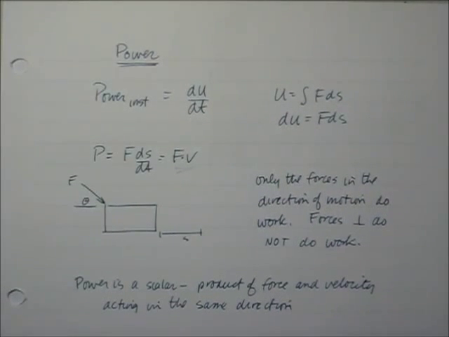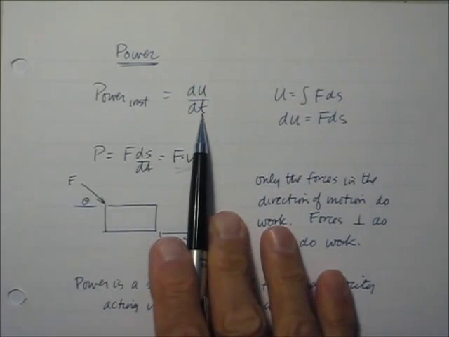Well, today we're going to talk about the last piece of our energy chapter. We're going to talk about power. Well, we've heard of power. Power comes from engines. Power comes from our power company, from the electric company. But it's defined in dynamics as power, the instantaneous power is dU/dt.